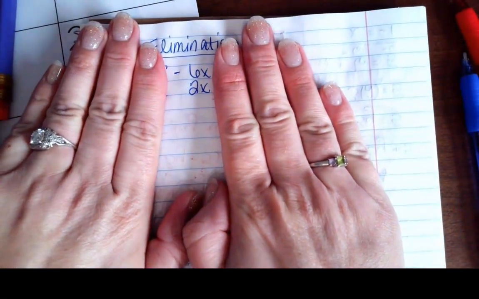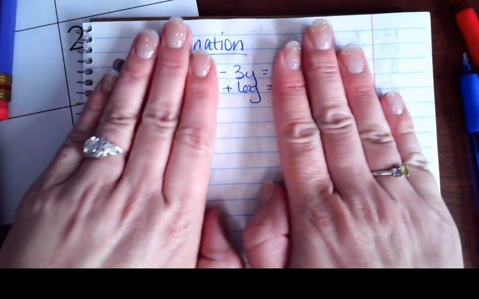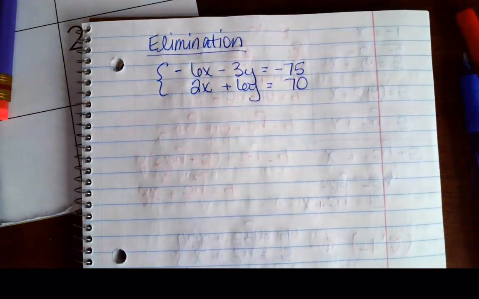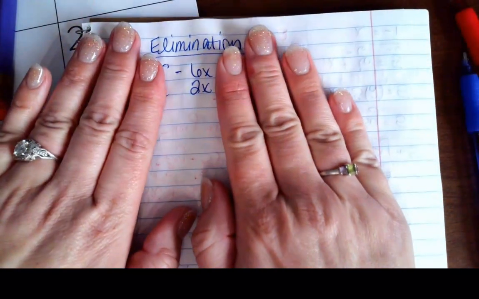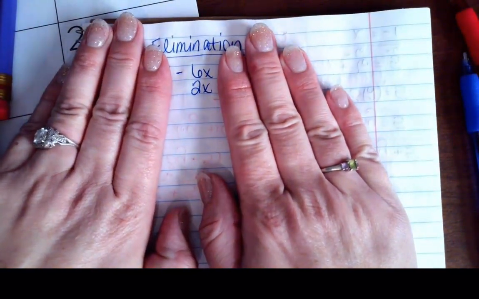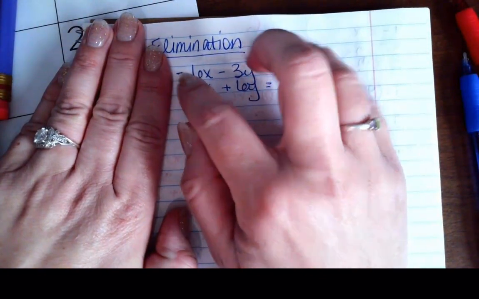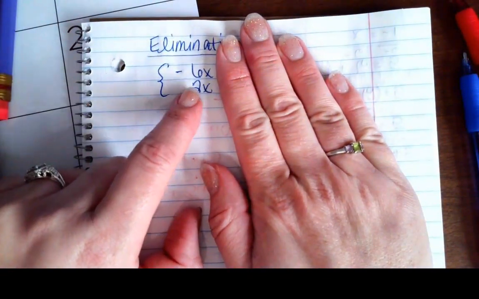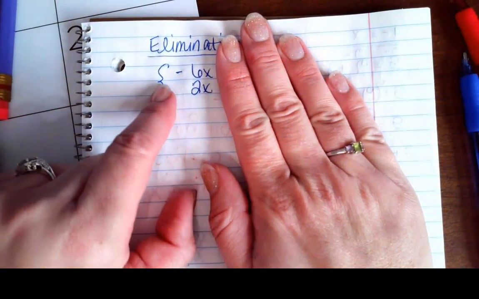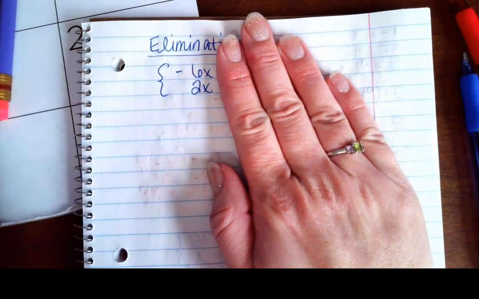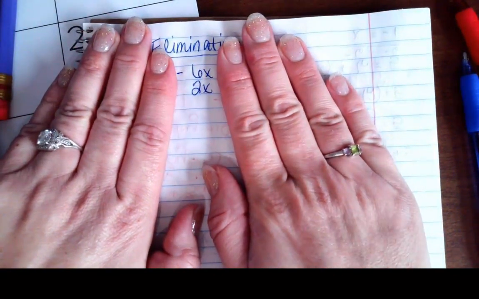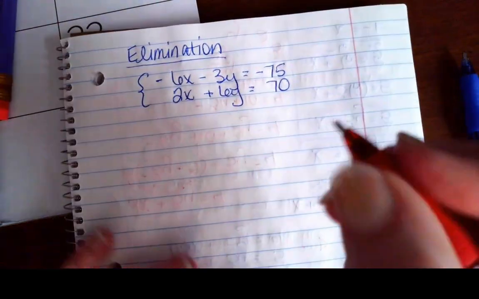Okay, so I want to either kill off my x's or I want to kill off my y's, and it doesn't matter which one you choose to kill off. So I'm just going to go ahead and decide to kill off my x's. So if I'm working vertically, notice that this one has a -6x, which means if this was a +6x, then -6x's plus 6x's would kill off my x's. So how do I change a 2x into a 6x? I'm going to multiply it by 3.